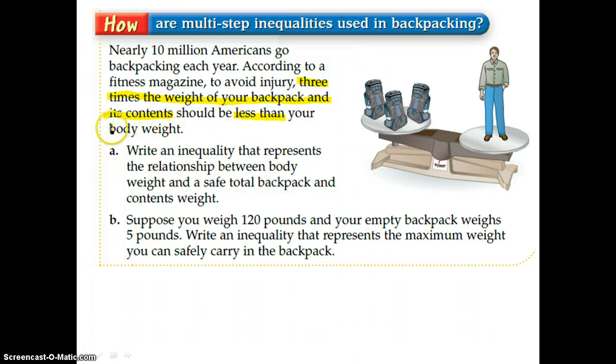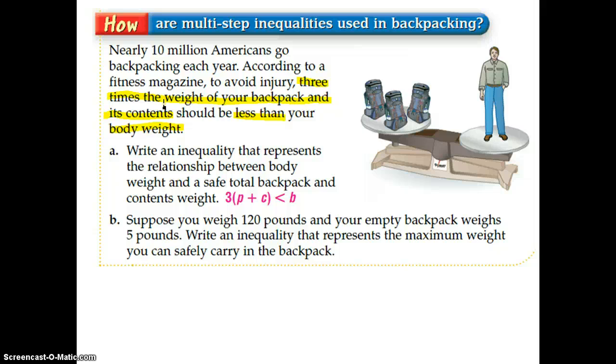your body weight. Okay, so the first thing it's asking is write an inequality that represents the relationship between the body weight and the safe total backpack and contents weight. So take a second, again using what we've highlighted here, to write that inequality. Okay, you should have had 3 times the quantity of the pack plus the contents is less than the body weight.